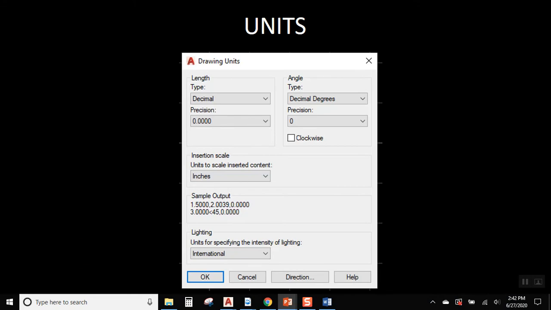The dialog box is pretty straightforward. On the left hand side you have length units, distance, size, what format, and then what precision level. Over here, if we're working with angles, what kind of angles are we working with and how precise are we working. Now there's a bunch of stuff down the bottom here about insertion scale and lighting. Please don't mess with any of that stuff. It has nothing to do with anything that we're ever going to work on. Okay, so we'll just not pay any attention to that.